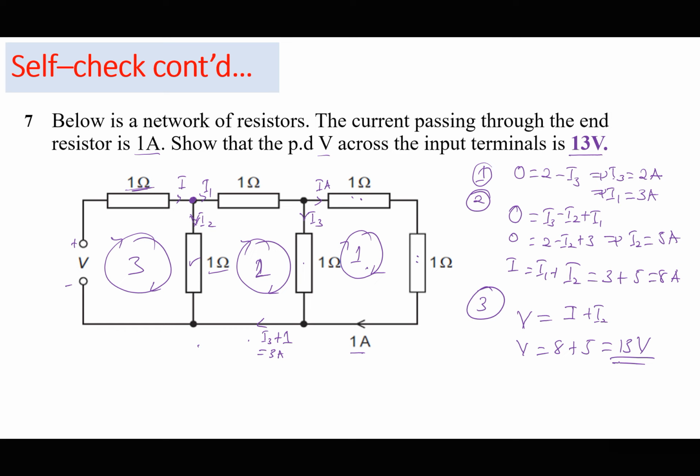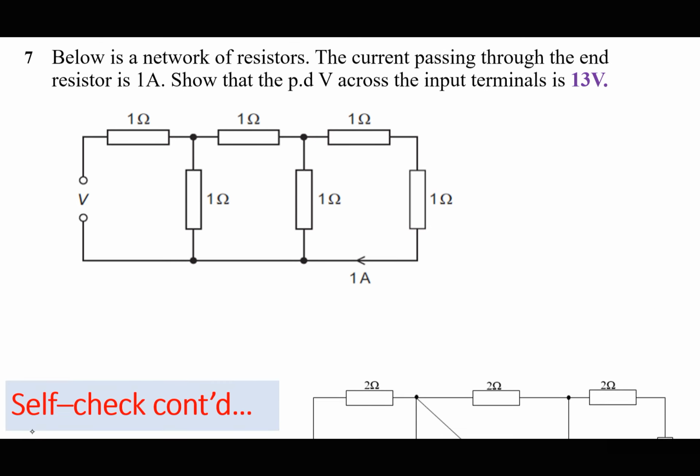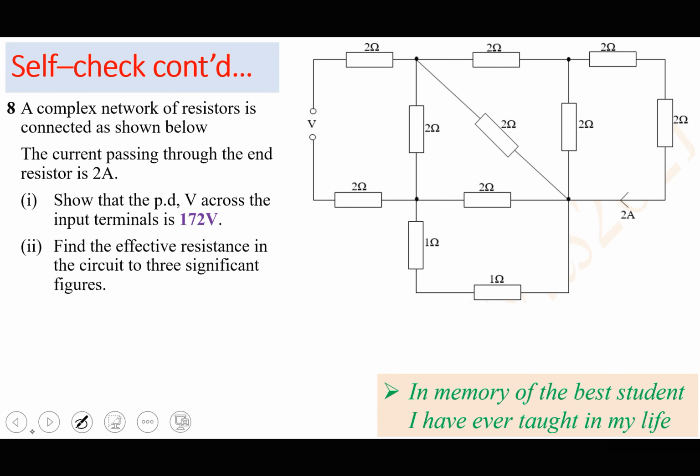Lastly, or last but not least, this is for you to try out. This question was set by my favorite student I've ever taught. So in memory of the best student I have ever taught in my life, show that the PD across the input terminals is 172 volts. So this student sat down and just modified a circuit and came up with a more complex circuit, and we were able to verify as a class that the answer is 172 volts.